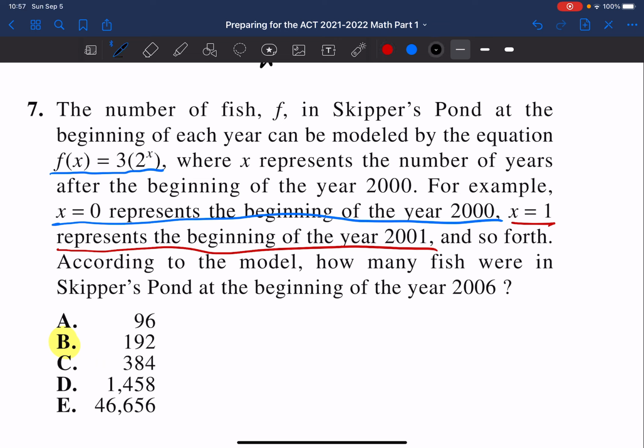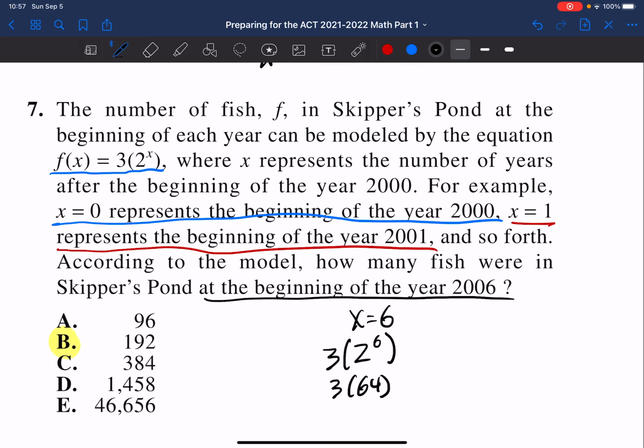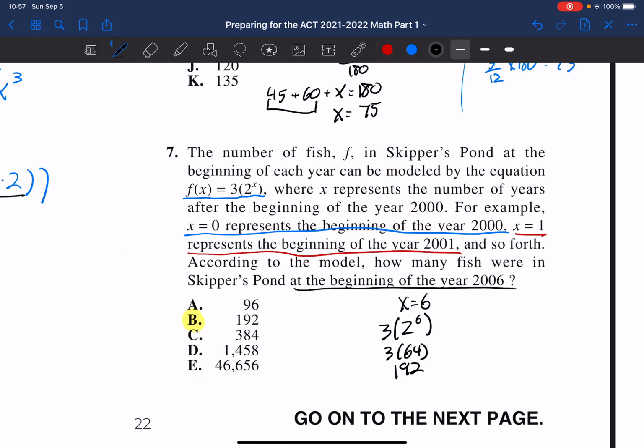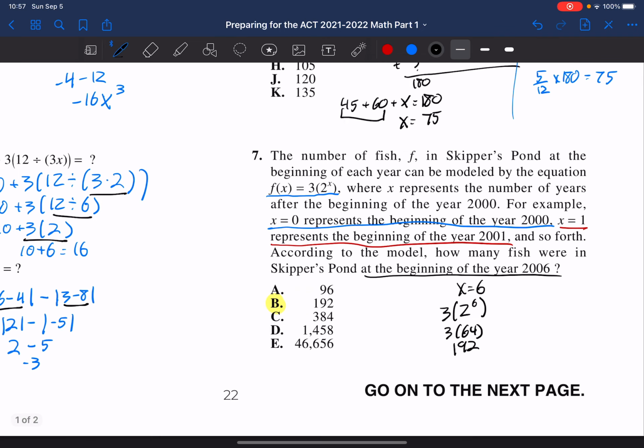Now, we're asking how many fish were at the beginning of the year 2006. So following this pattern, x is going to equal 6. So we're going to take this formula and put 6 in there. Following order of operations, we take 2, raise it to the 6th power, and we get 64. And then 3 times 64 is 192. So let's move on to the next page.